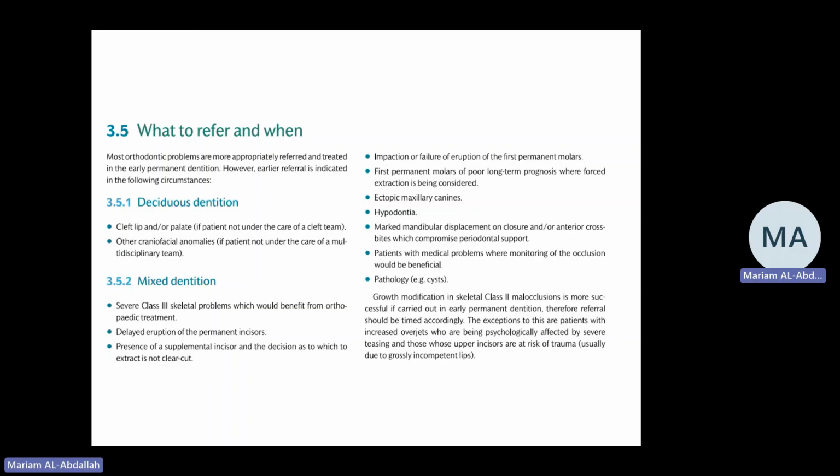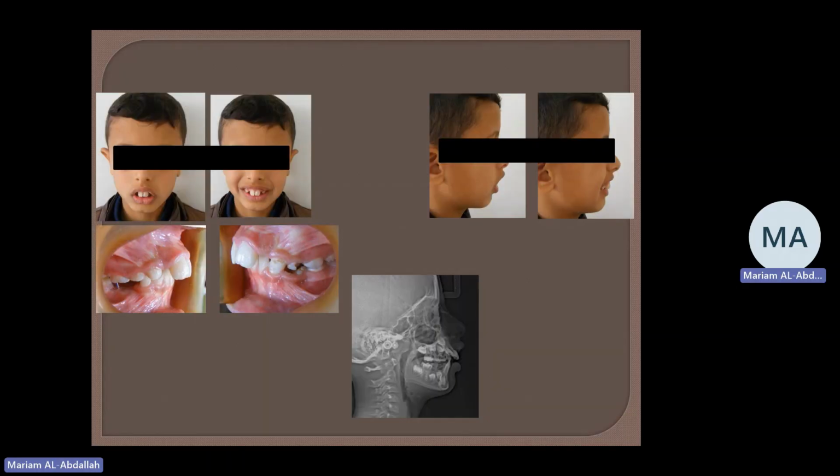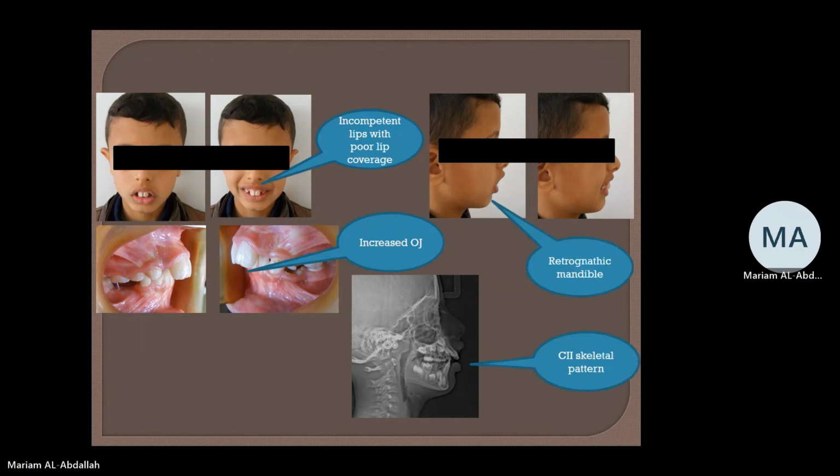I'll just give you the final example here. This is a patient with typical criteria that we just talked about. Number one, incompetent lips, grossly incompetent lips with short upper lips. So the upper incisors are not being properly covered. So we have risk of trauma. These are incisors at risk of trauma, increased overjet, class 2 skeletal pattern, retrognathic mandible. All these are telling you that this patient needs an interceptive treatment during the mixed dentition. Okay, not at the late mixed dentition or early permanent dentition, which is considered the optimal time. We need to do this earlier for this patient in specific.